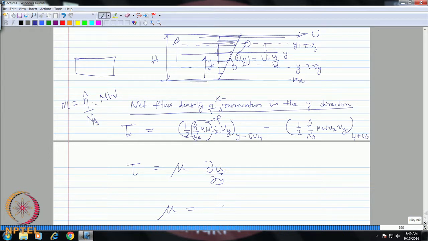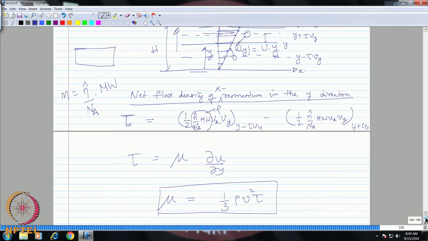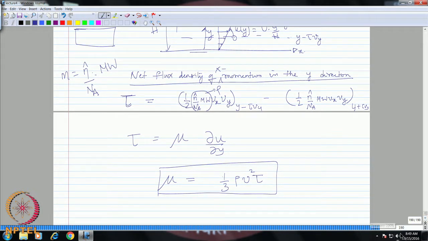Yeah, so you should be getting 1 by 3 rho into V square tau. Right? This is what you should be getting. And if you rewrite this in terms of the mean free path, so this will be 1 by 3 rho V into gamma.